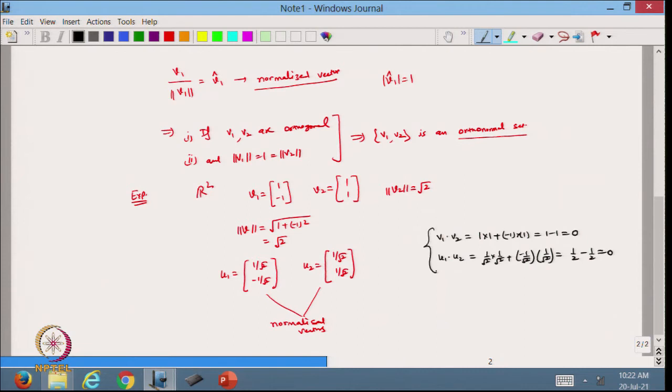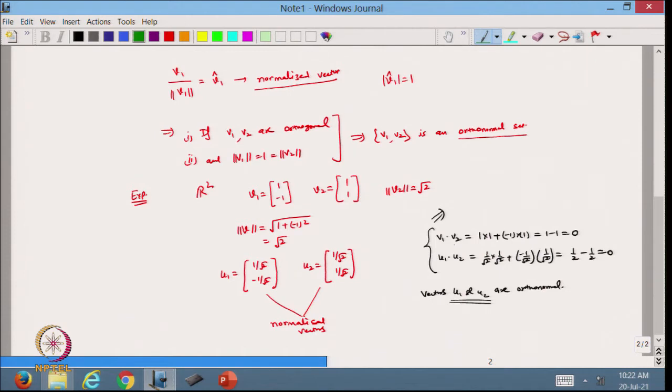So in this case we can say that these two vectors u1 and u2 are orthonormal. It means they are orthogonal and their magnitude is 1. So now this becomes an orthonormal set. This dot product, if you see, I can write in this form also.